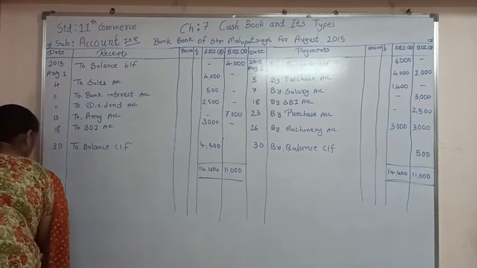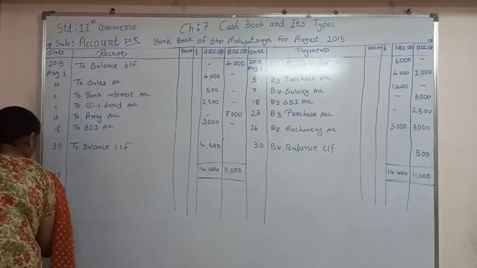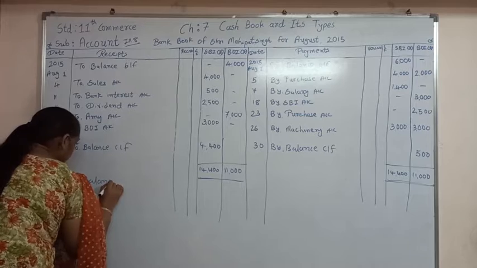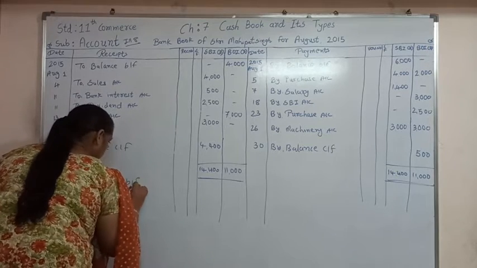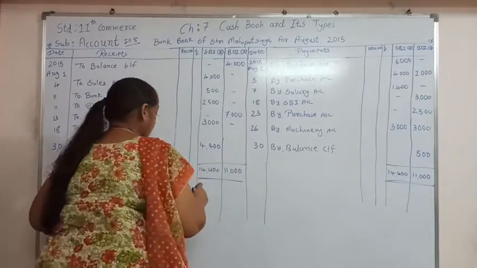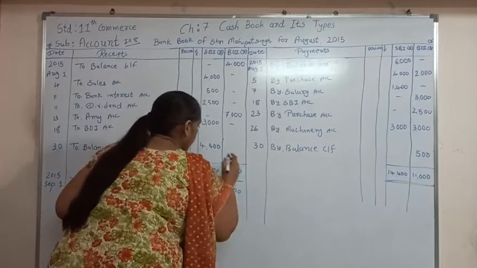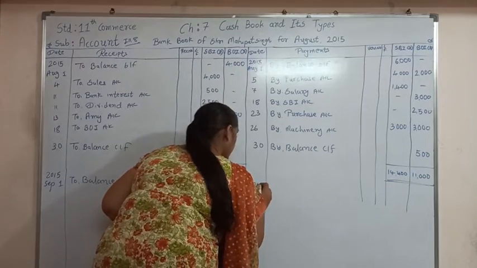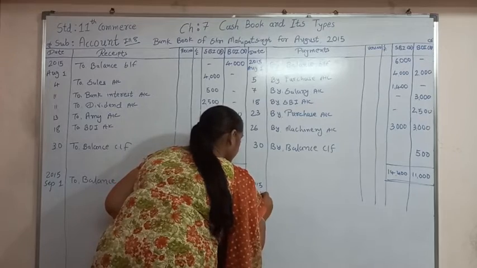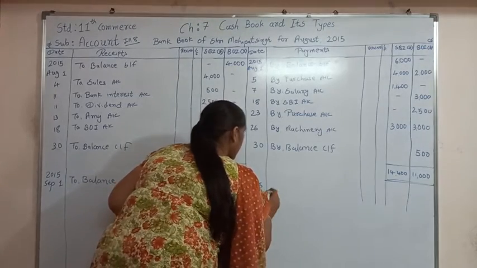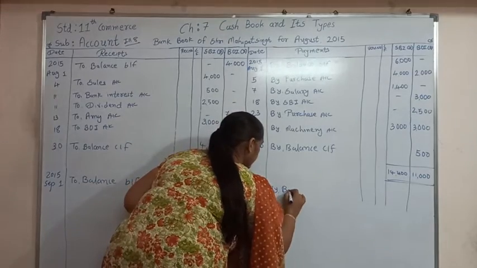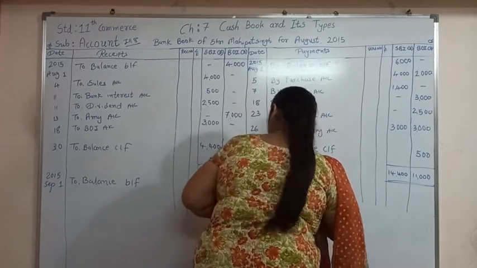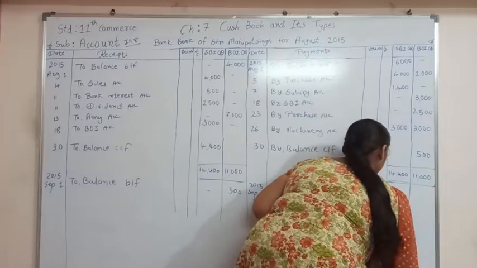So here, 2015 September 1st, to balance brought forward, and here balance will be 500 in the column of BOI, and this balance will be on the credit side. So here again 2015 September 1st, and here by balance brought forward, and amount will be 4,400.